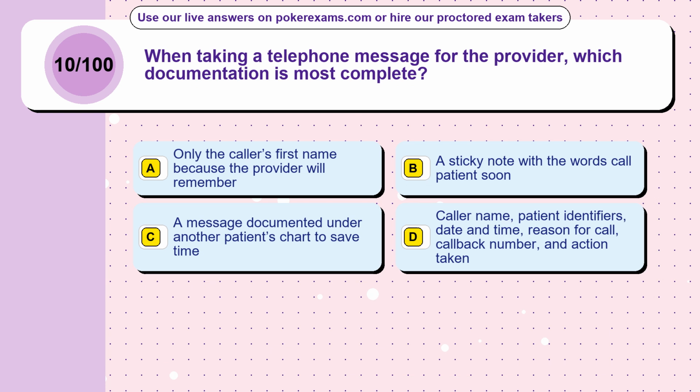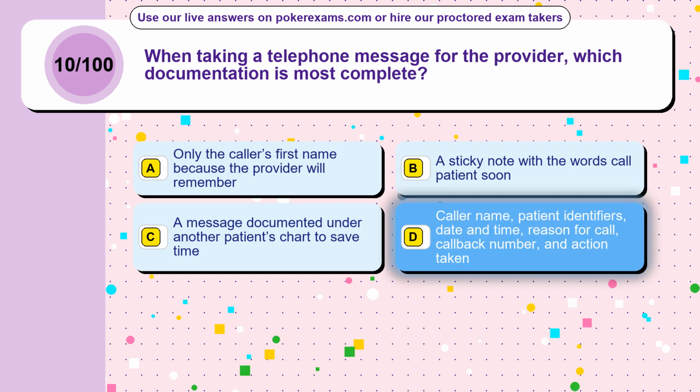Question 10. When taking a telephone message for the provider, which documentation is most complete? Option A. Only the caller's first name because the provider will remember. Option B. A sticky note with the words "Call patient soon." Option C. A message documented under another patient's chart to save time. Option D. Caller name, patient identifiers, date and time, reason for call, callback number, and action taken.